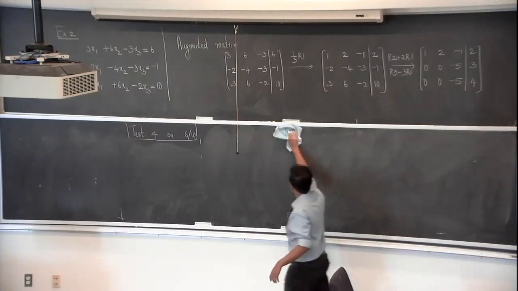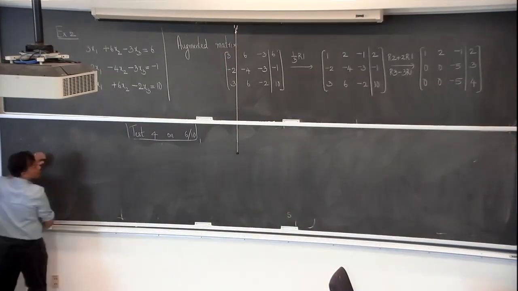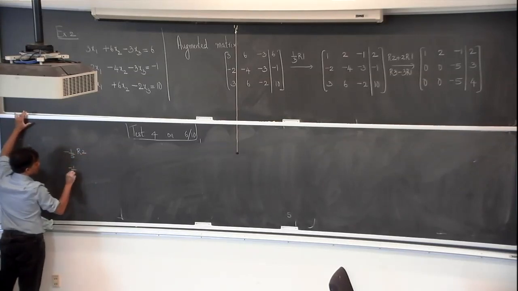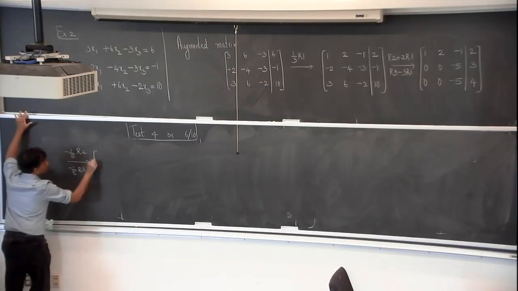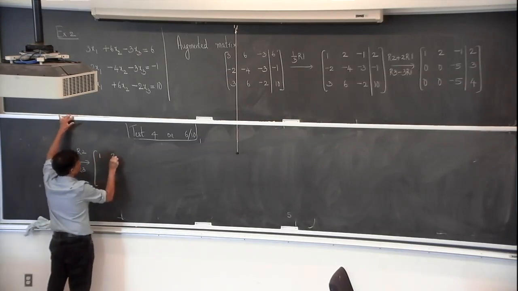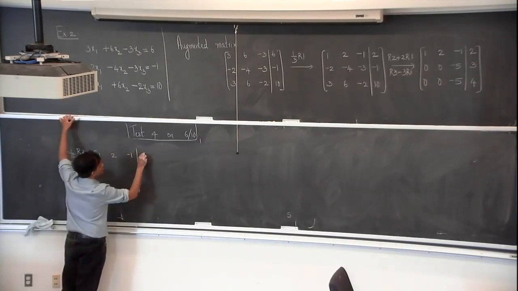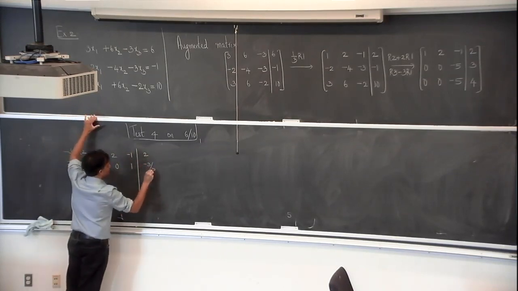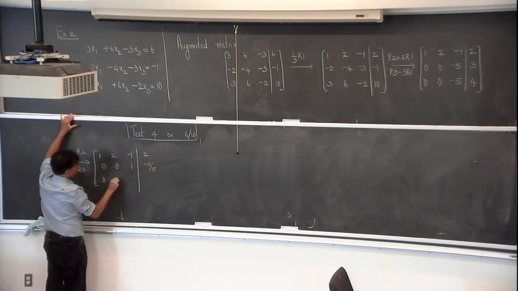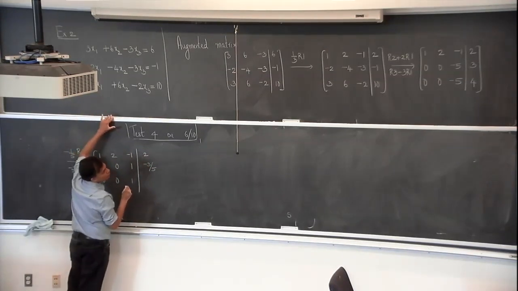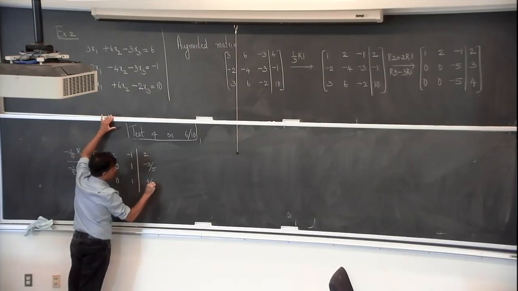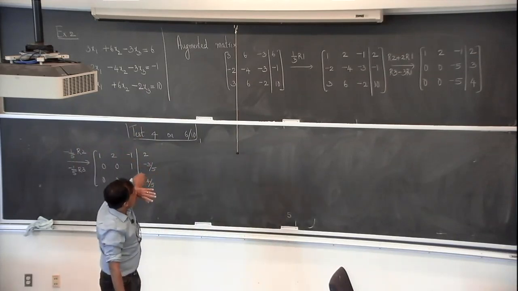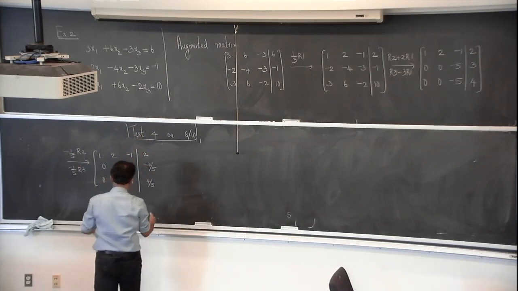So let me just start from here. -1/5 R2 and -1/5 R3. 1, 2, -1, 2, 0, 0, 1, -3/5, and 0, 0, 1, 4/5. Professor, I think in the last row it's supposed to be 1, not -5. Where? In the last row. Oh, that one? That's even better. That's good.